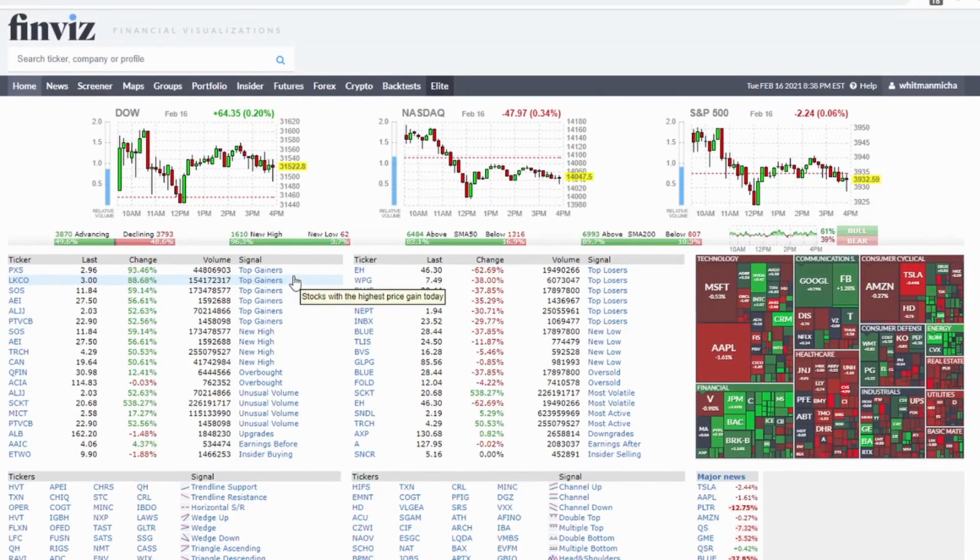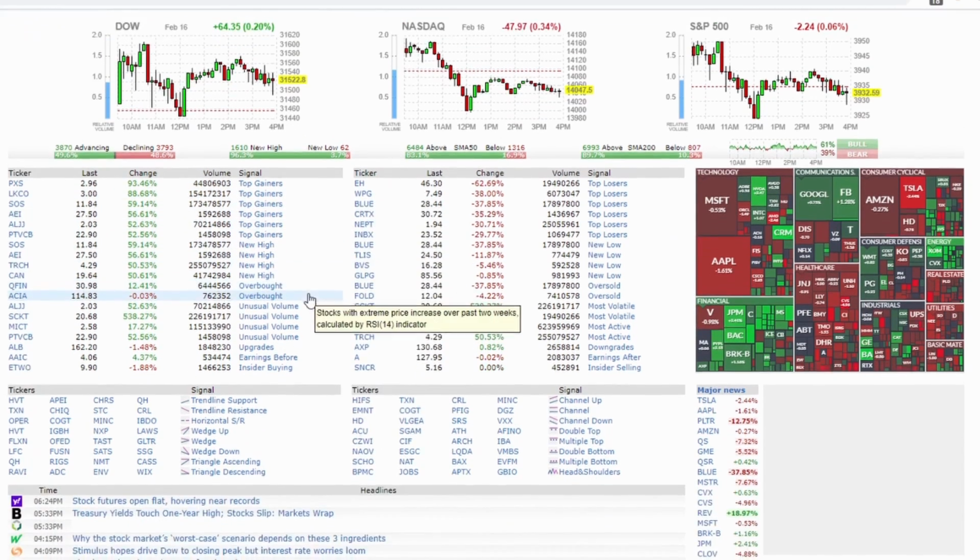If you're into day trading, this is what you're going to look for. And that's why the elite version is so important, because the elite version is real time. The free version that I'm using now has about a 15-minute delay, which isn't a lot, but when you're day trading, it is a long time.